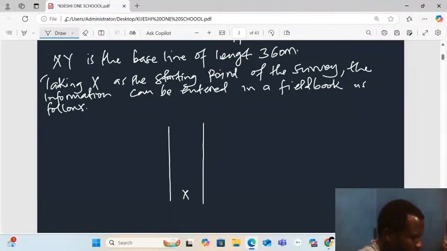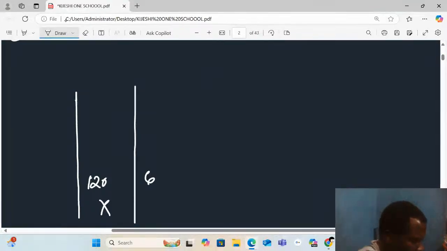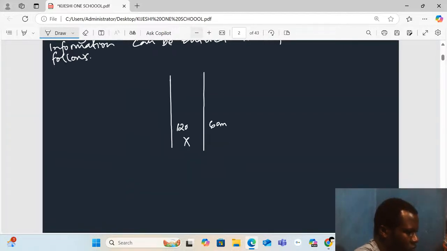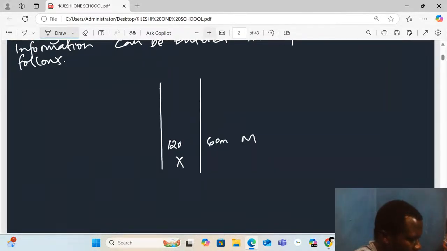Then we are moving 120 meters. Then we move right, 60 meters to M. Then from 120 we are moving to 180. So from X we are moving 180.